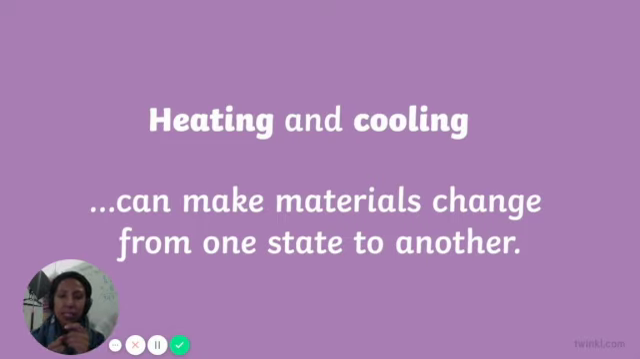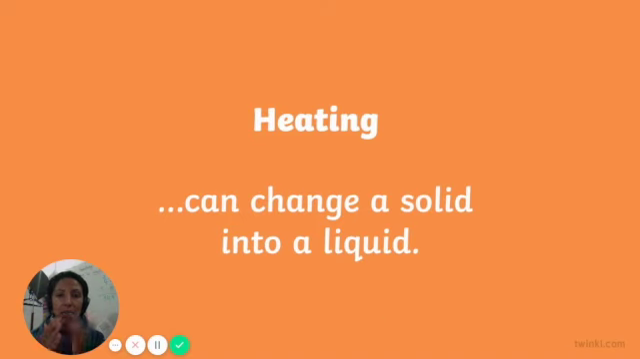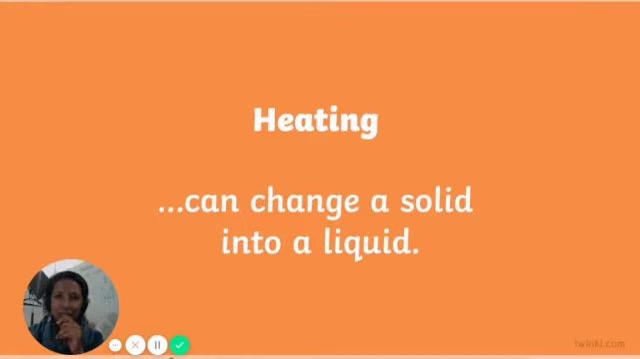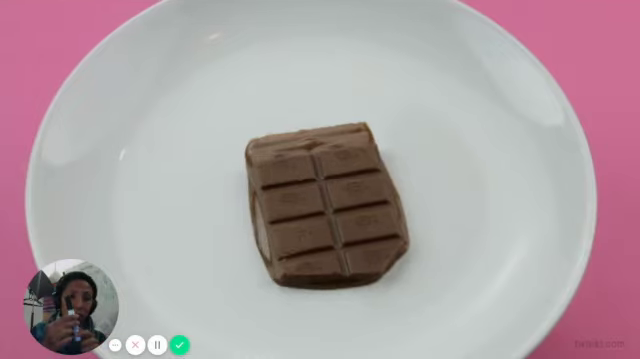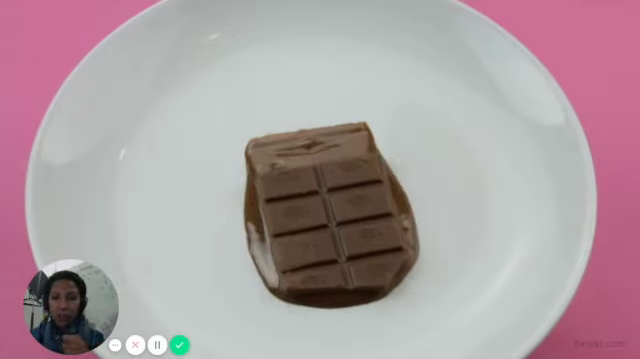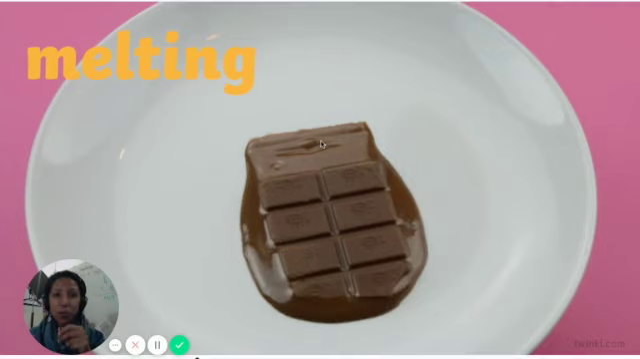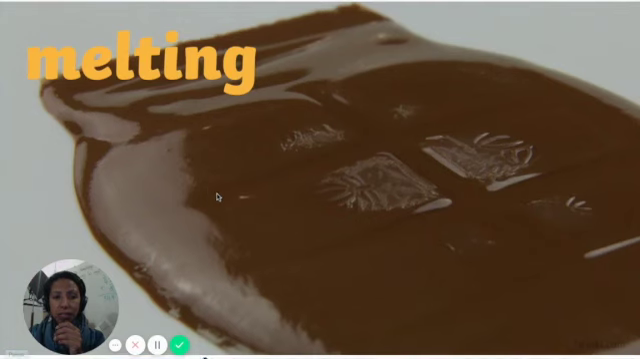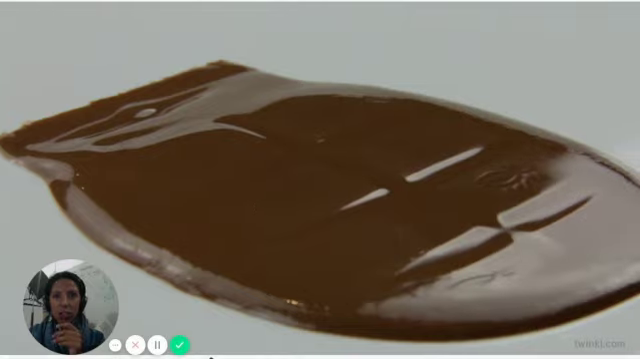So let's talk about heating and cooling. Heating and cooling can make materials change from one state to another. Heating can change a solid into a liquid. Look at the video. This process is called melting or melt, changing from solid to liquid using heat or changing the temperature. And that's what we did last week with our ice blocks experiment.